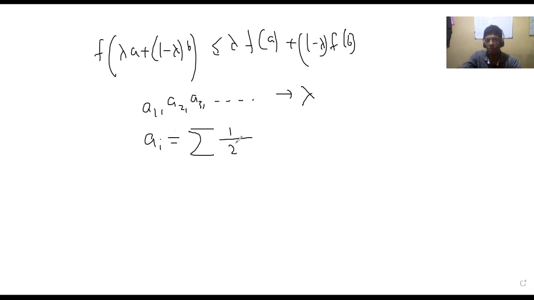So basically, you can take these AIs as a summation of 1 by 2 to the power k, some such sequences. This is finite. Maybe I should do a double indexing, but let me not do that. Let's say from J to N. You understand, right? So you can take these kinds of AIs, and you can tend to lambda for any lambda. That means the proof.